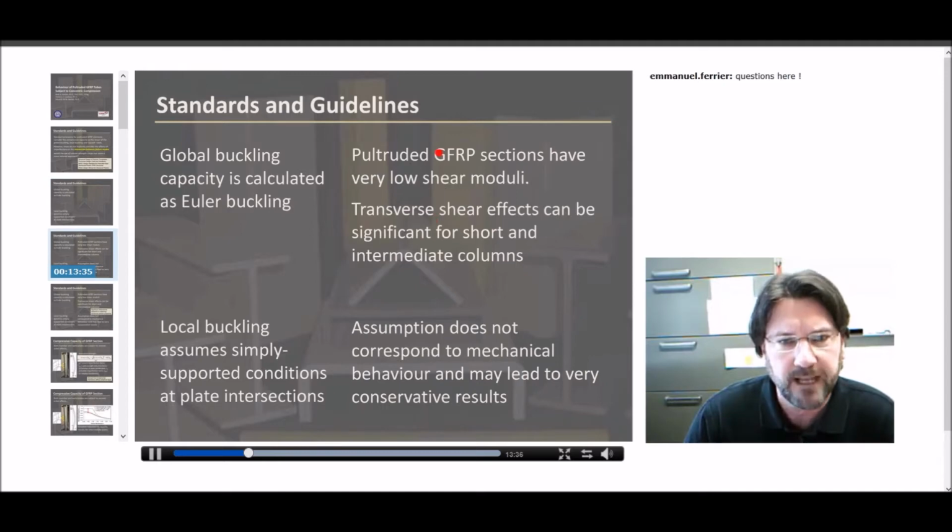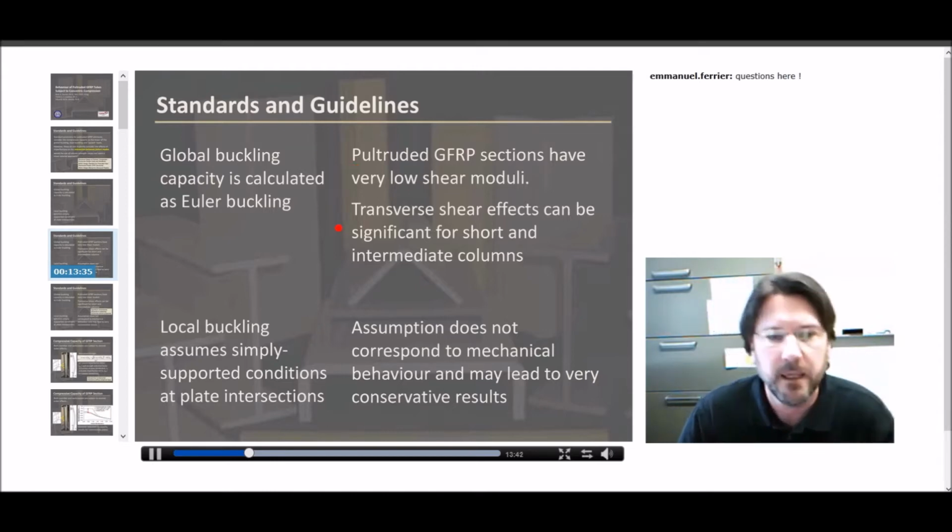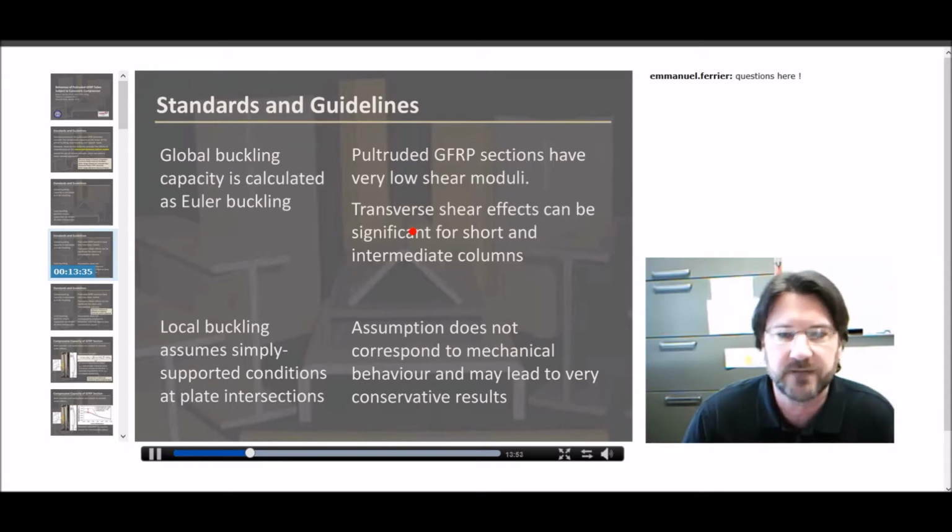And so if we take a look at these, we have some issues associated with both the global buckling and the local buckling. In terms of the global buckling, one issue is that when we're dealing with GFRP sections, pultruded sections, we have a very, very low shear moduli. And in addition, the transverse shear effects can become very significant when we're talking about short sections and even intermediate length columns.